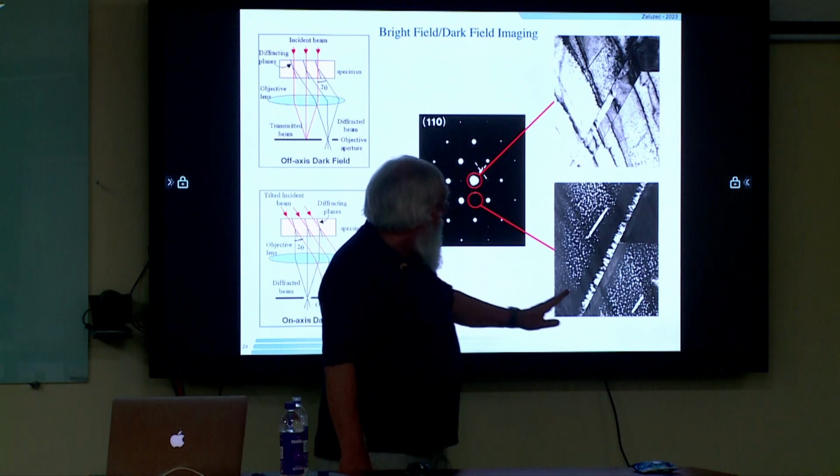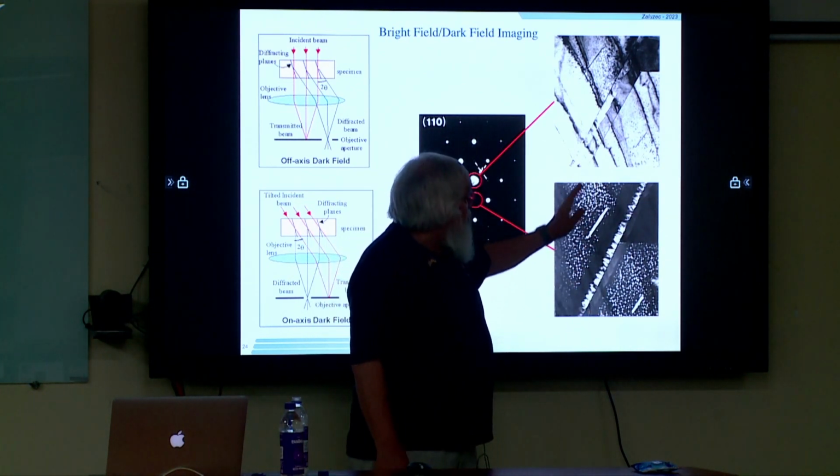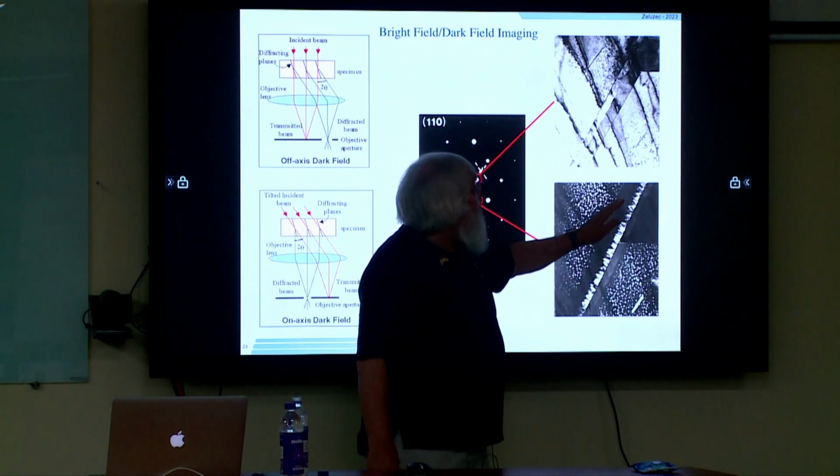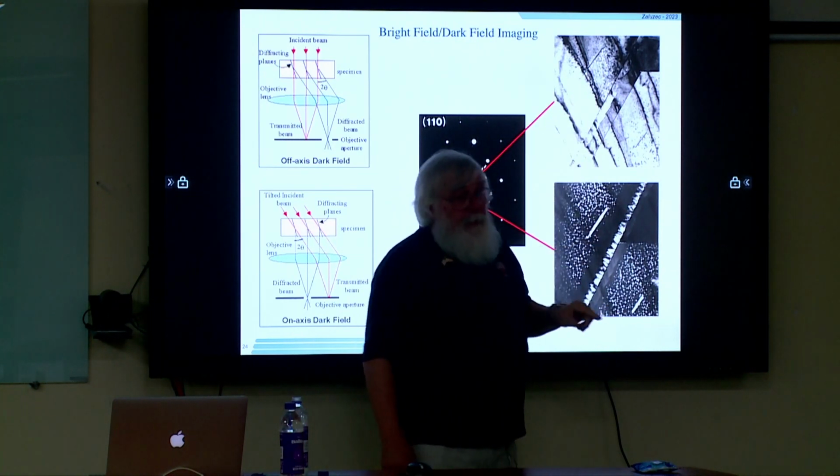And in this case, you see what we have is gamma prime precipitates at the grain boundary and small gamma prime precipitates in the matrix. And we also have a dislocation here, which is coated with gamma prime.